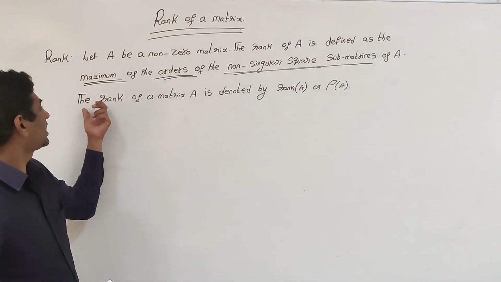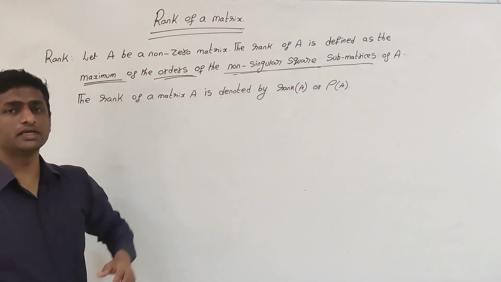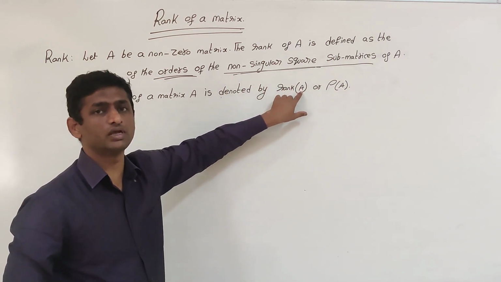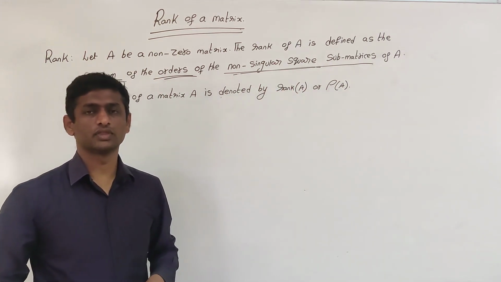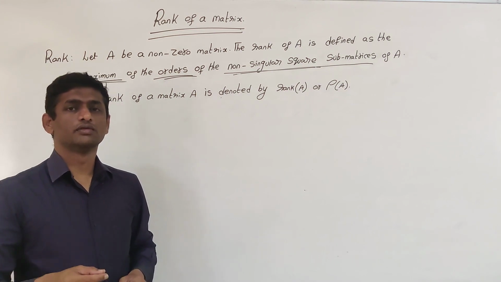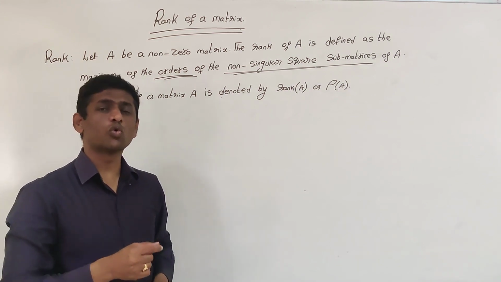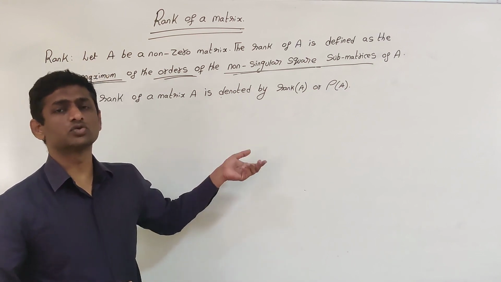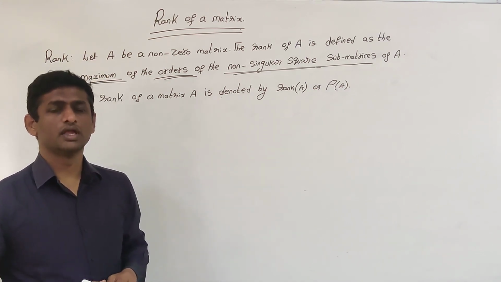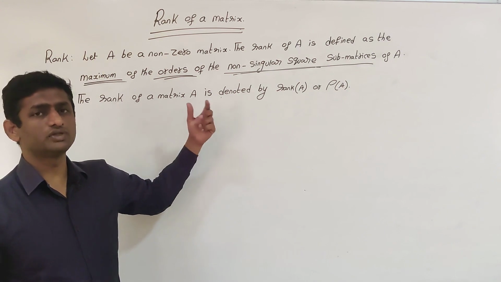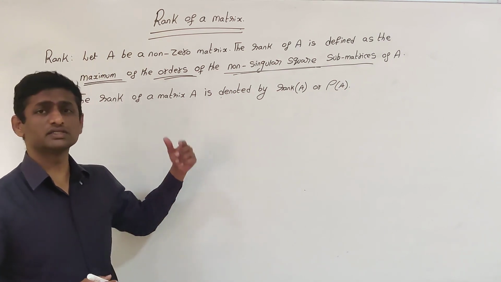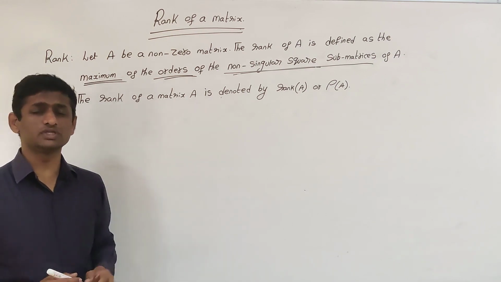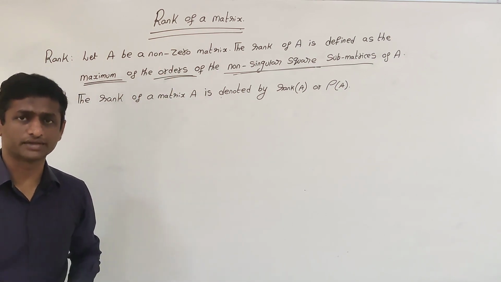So the rank of a matrix is denoted by rank of A or rho of A. It means we have to find the square submatrices. Among the square submatrices, if the determinant of the square matrix is not equal to 0, then the highest order gives the rank of the matrix.